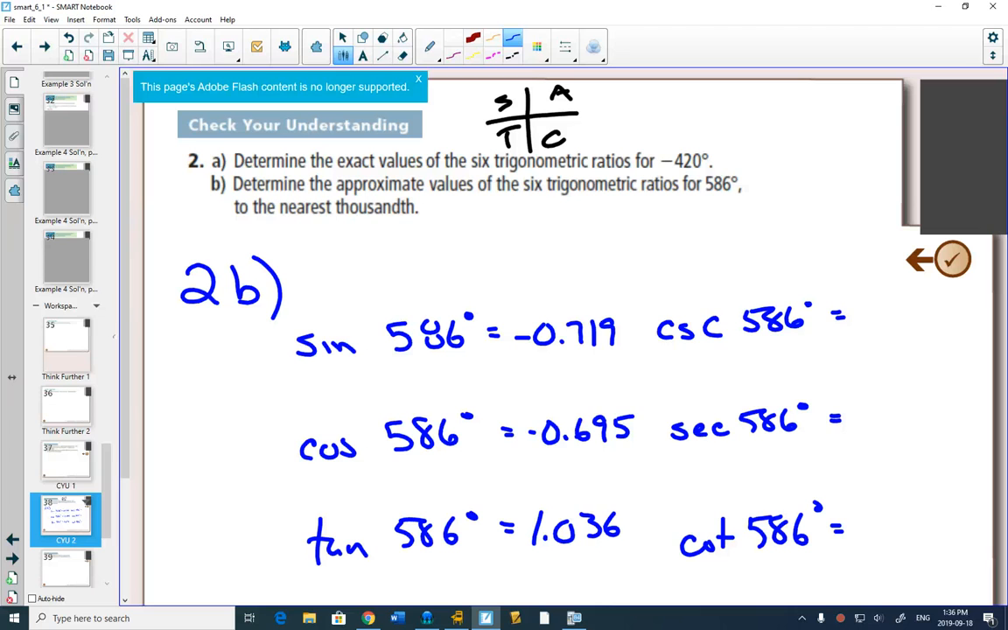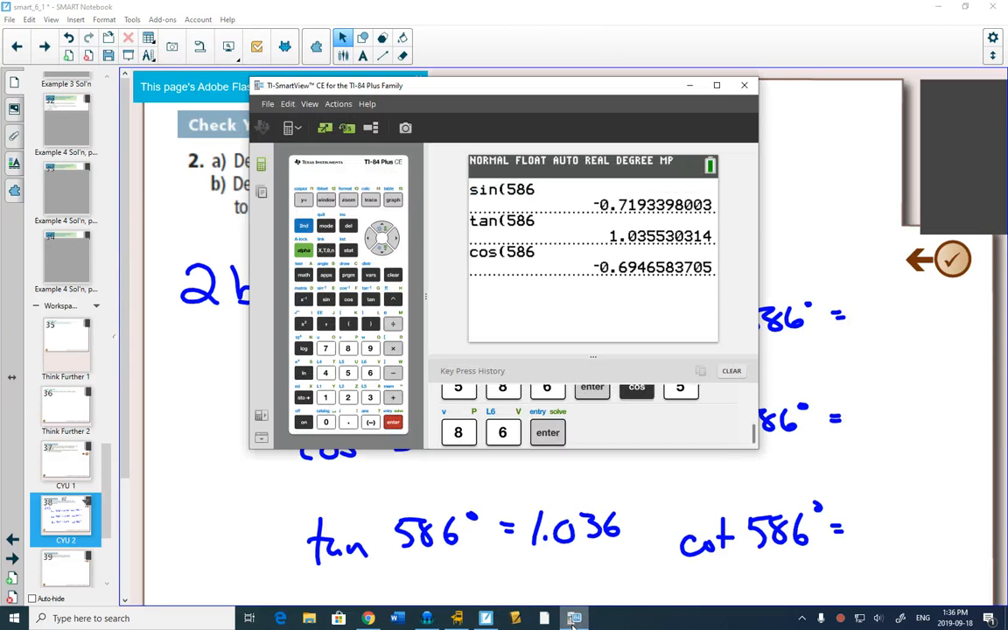Now we go back to our calculator, and like most calculators, there's no button that says secant. There's no button that says cosecant. There's no button that says cotangent. The definition of cosecant is that it is 1 over sine.